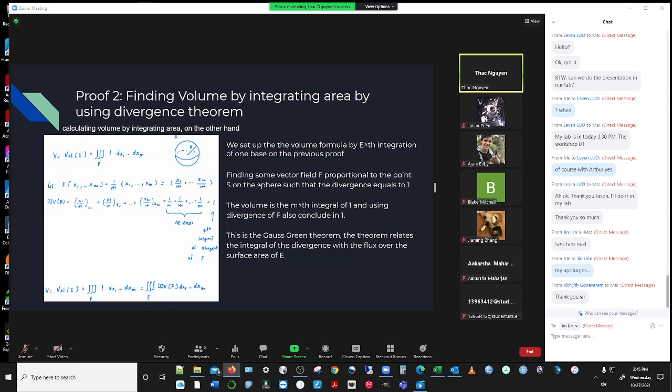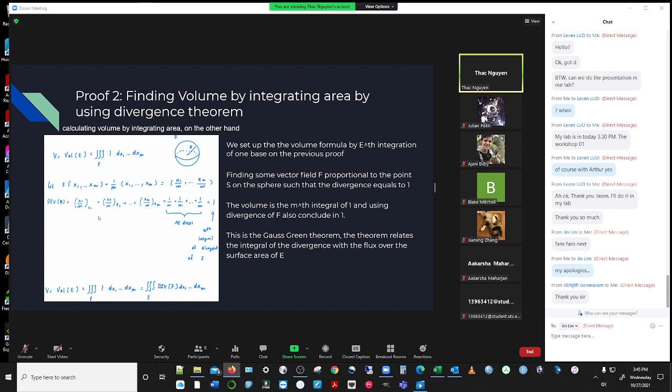So the second proof is to find the volume by integrating the area using the divergence theorem. We set up the similar volume formula by integration like the previous proof, and find some vector field F proportional to the point x on the sphere so that the divergence equals 1, where F equals (x1, ..., xm) times 1 over m, which is x1 over m up to xm over m.